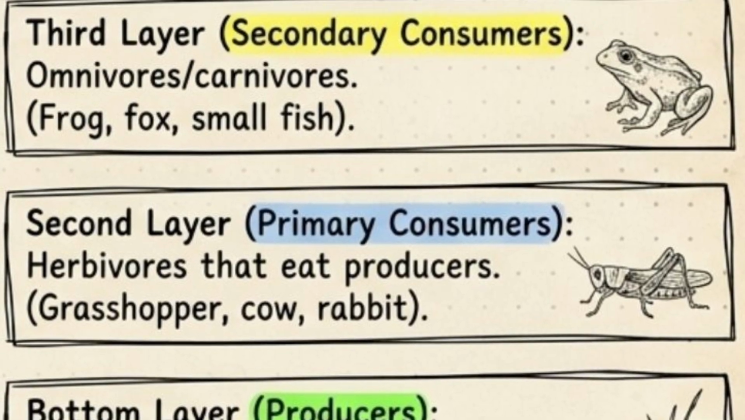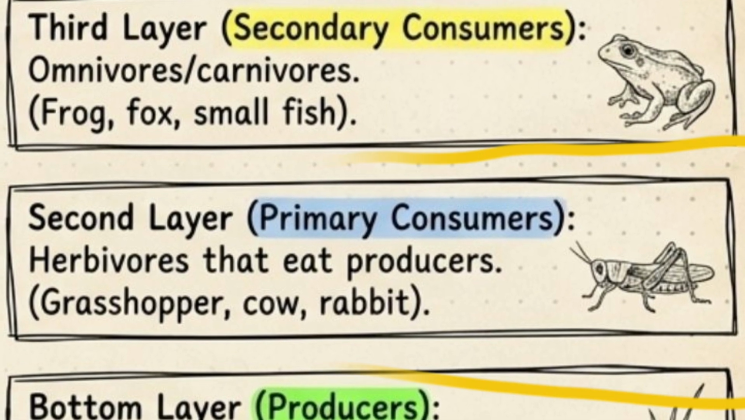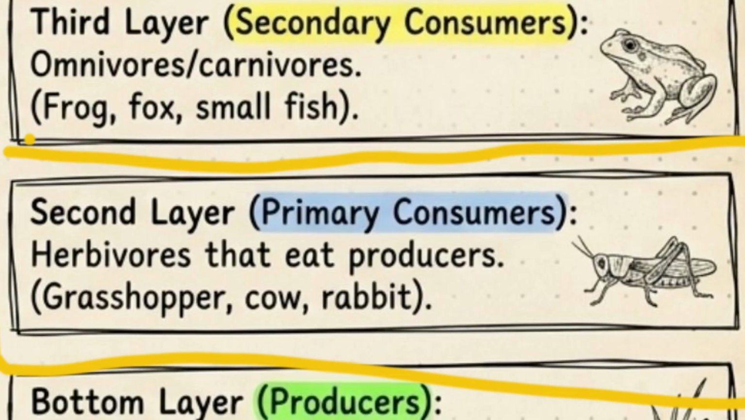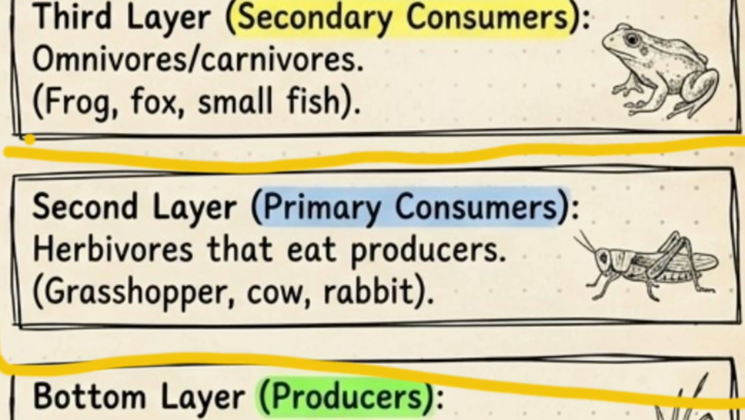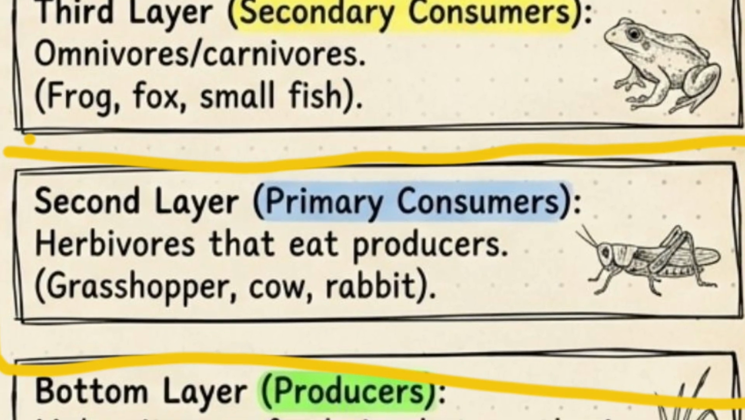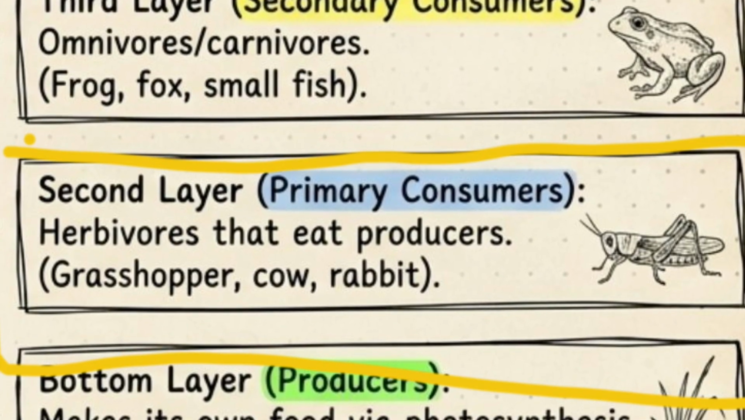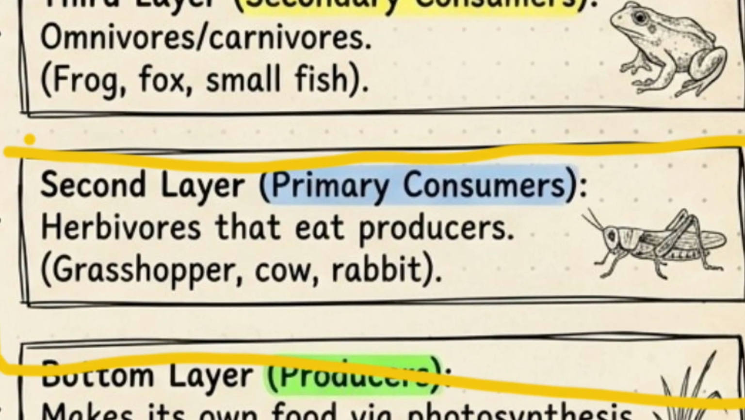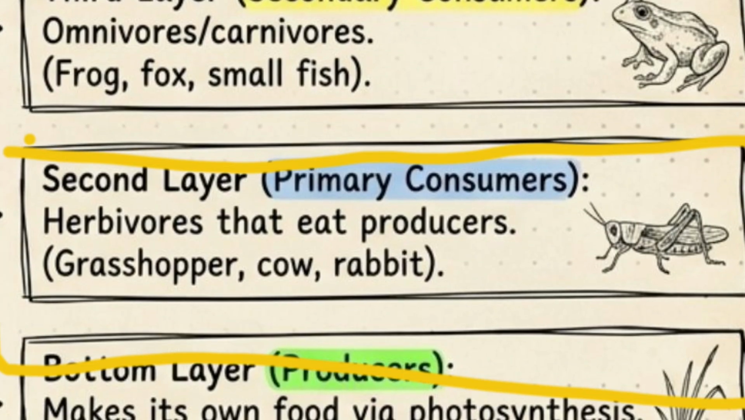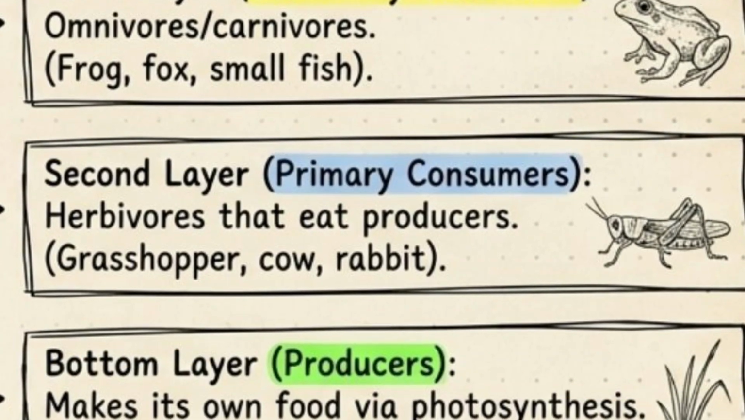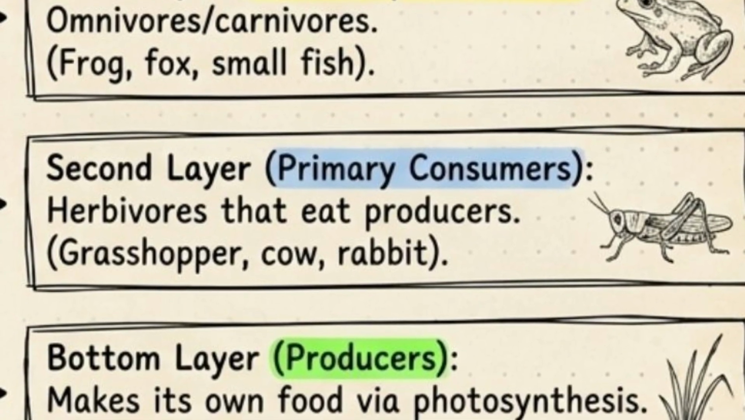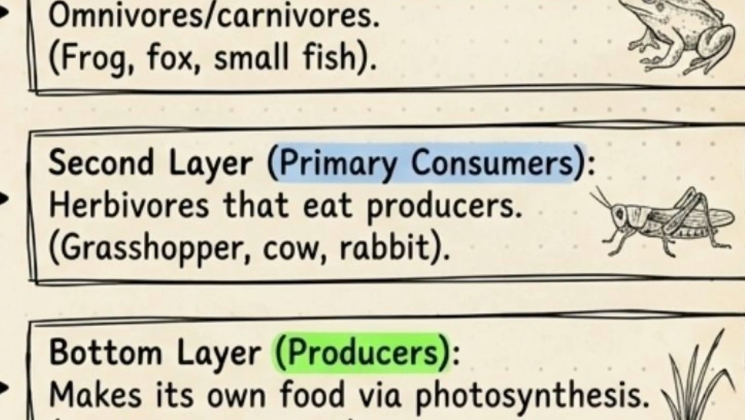Then the second layer is called the primary consumers. They are herbivores that eat the producers. We have Mr. Grasshopper here. We have Papa Cow here. We have rabbit here. So these are the primary consumers that, right after the producers, come and depend on them to live.